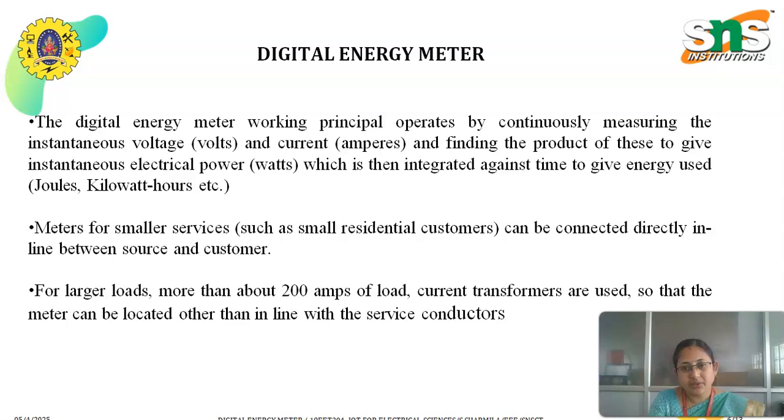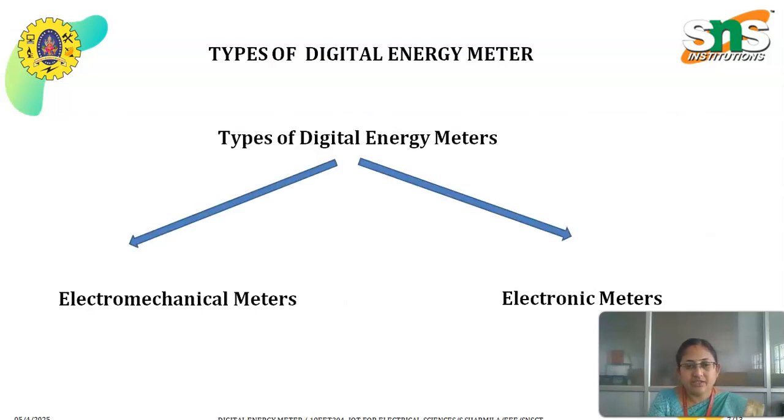The working principle of the digital energy meter is that it continuously measures the instantaneous voltage and current, which are integrated over a period of time. These meters are small devices connected directly in line between the source and the customer. For larger loads, more than 200 amperes, we use current transformers to measure the energy utilized in the industry. The digital energy meter is classified into two types: the electromechanical meter and the electronic meter.